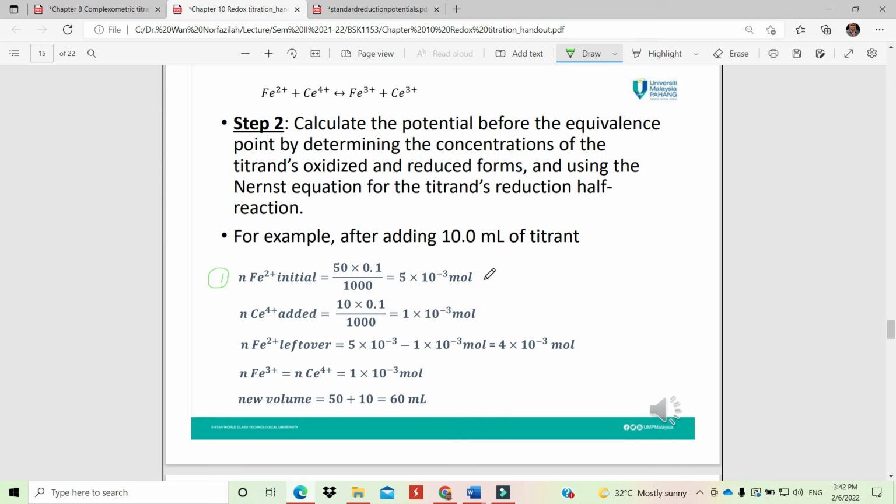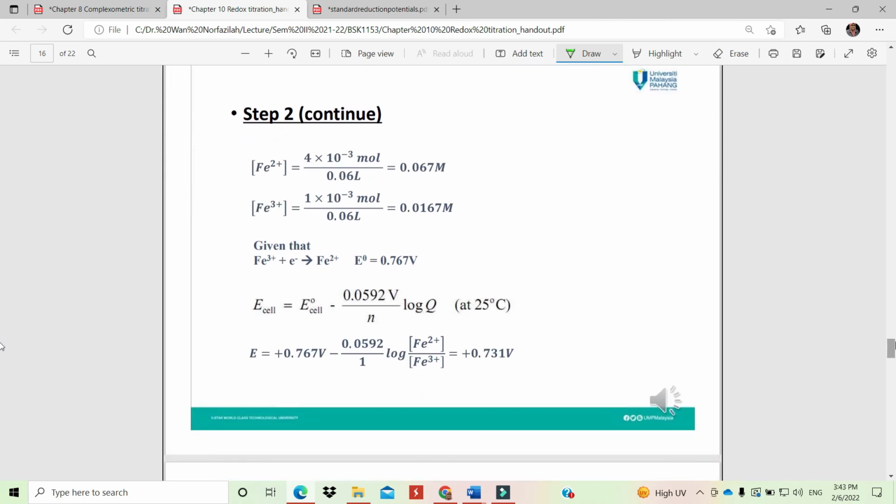We can see that we still have more iron 2 plus, which means that we didn't reach the endpoint yet. We are still at the beginning. Leftover iron 2 plus we can calculate by 5 times 10 to the power of negative 3 mole minus 1 times 10 to the power of negative 3 mole of cerium ion. So we get the leftover, which will be divided by the new volume. Then you get the concentration of iron 2 plus leftover.